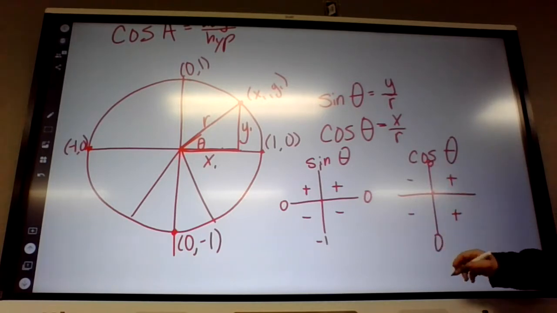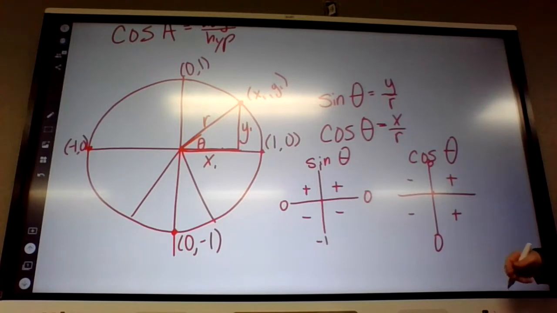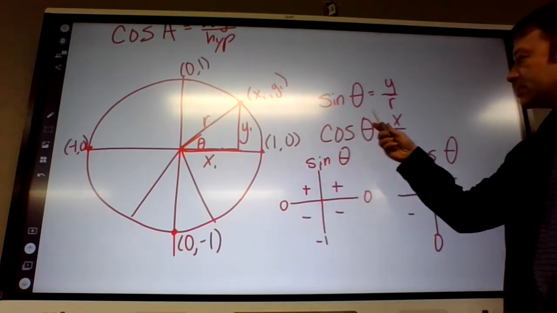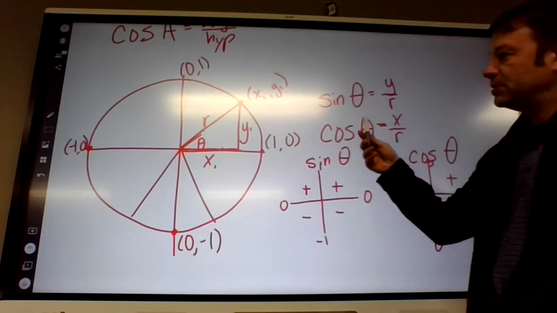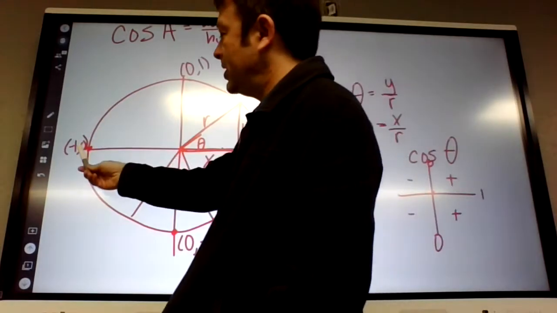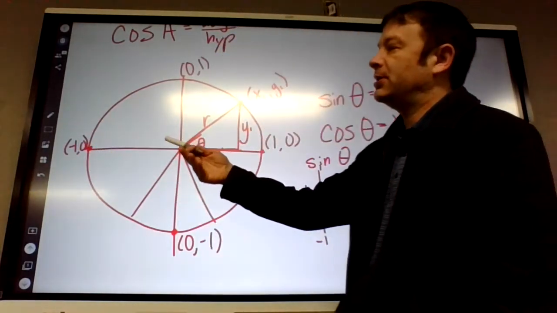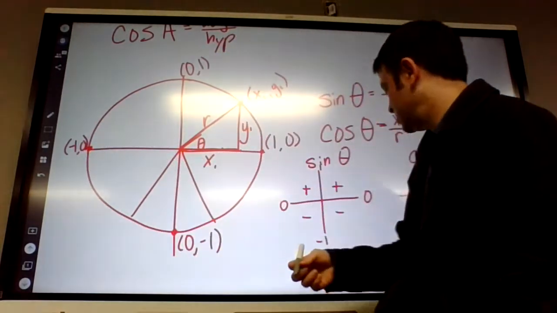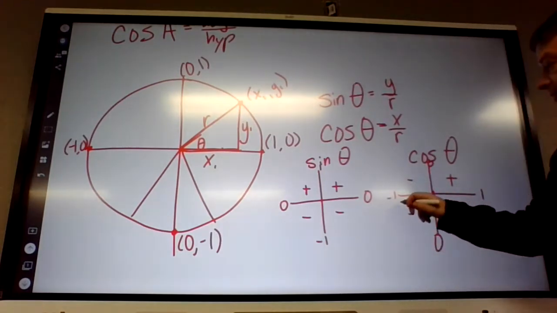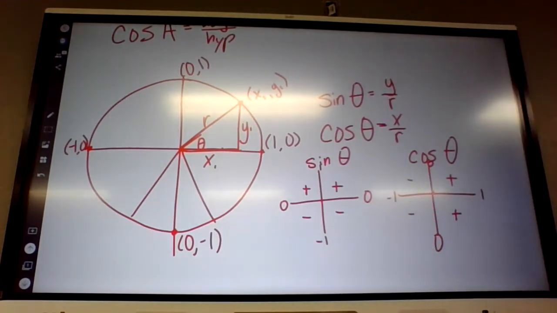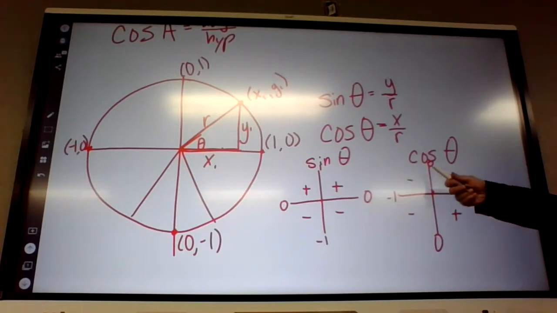And cosine of 270 would be 0 also. Cosine of 0 degrees is going to equal 1. Cosine of 180, or pi if we were talking radians, is negative 1. So as big as cosine gets is 1, as small as it gets is negative 1.